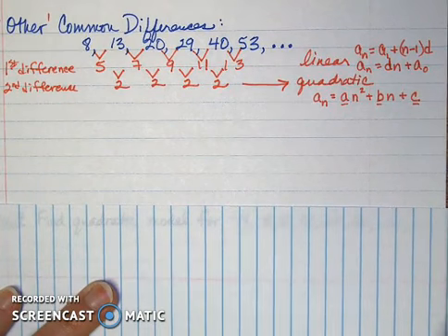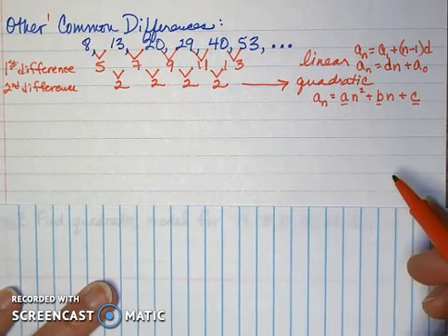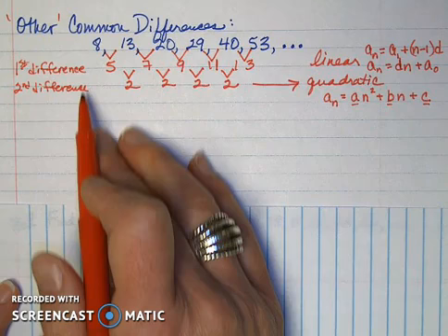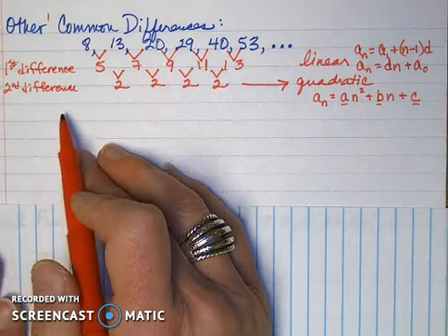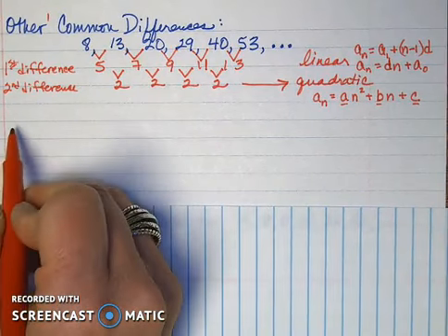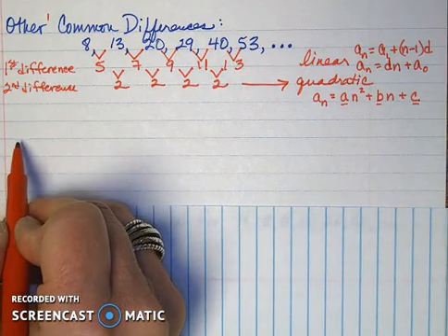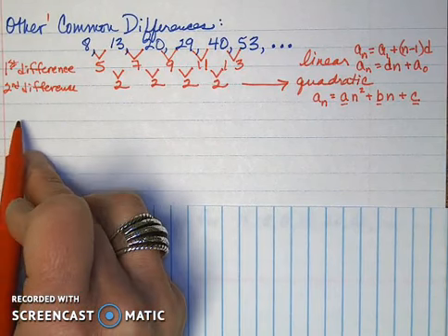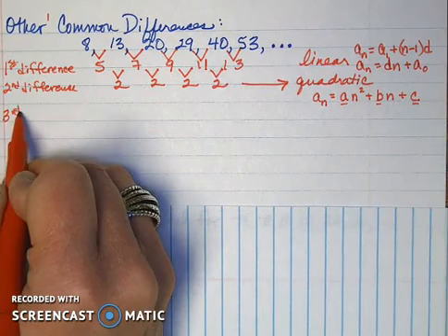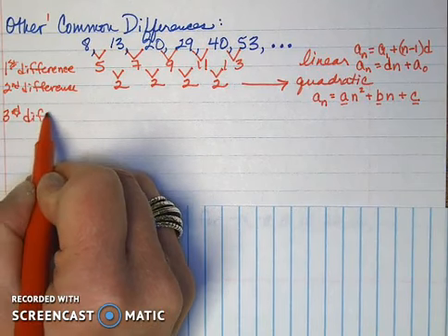But before we go ahead and do that, and we're going to do that on an example, I do want to talk about some of the other differences. So you can guess what you think the third difference would be. Let me write that here. The third difference would be cubic.